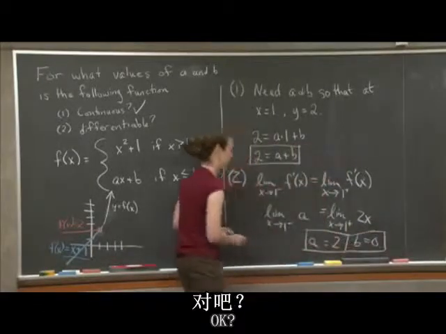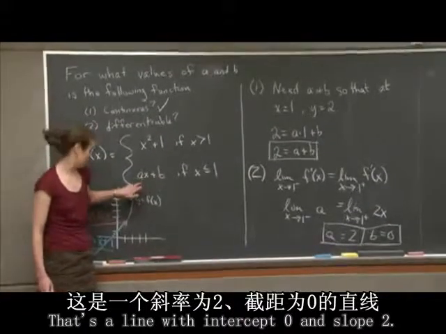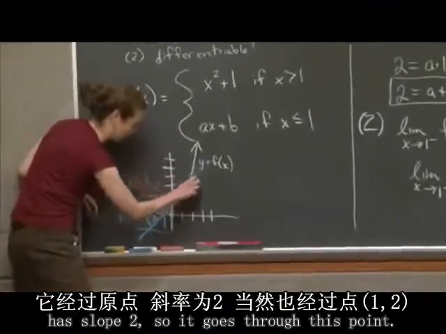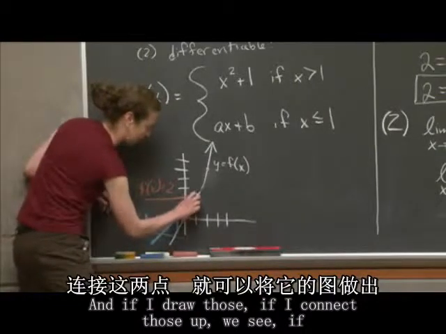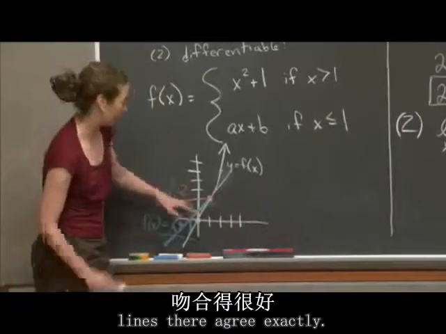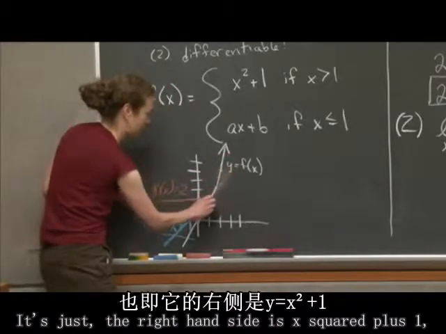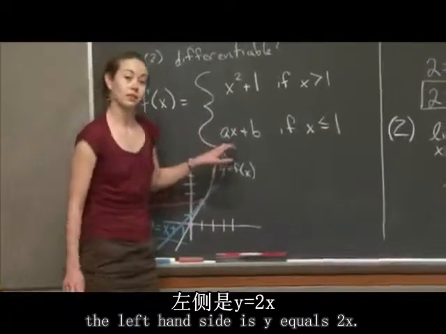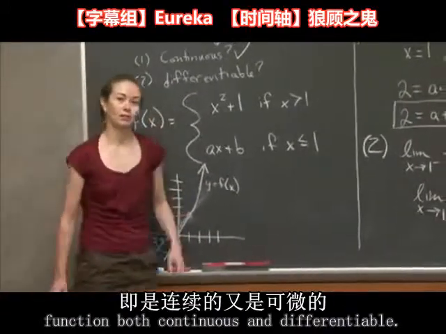What does that represent? That's a line with intercept 0 and slope 2. So I'll draw that one last. It goes through 0, has slope 2, so it goes through this point. And if I connect those up, we see, if we continued, that the tangent lines there agree exactly. But the function itself is just this part. The right-hand side is x squared plus 1. The left-hand side is y equals 2x. So we've now figured out how to make this piecewise function both continuous and differentiable. And we'll stop there.